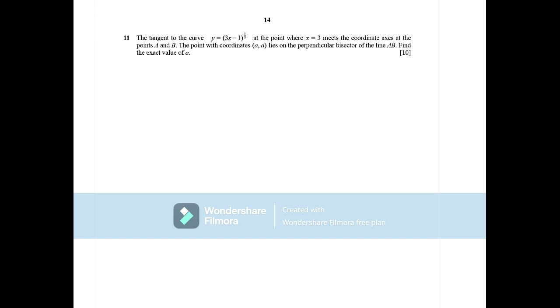Question 11. The tangent to the curve at the point meets the coordinate axes at points A and B. The point with coordinates (a, a) lies on the perpendicular bisector of the line AB. We find the exact value of a.